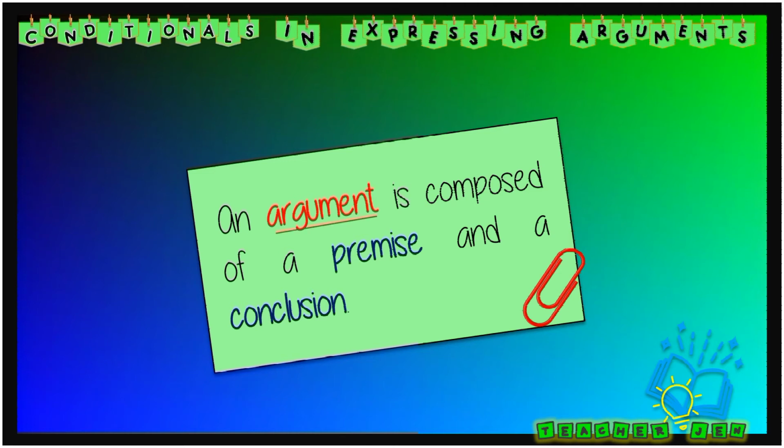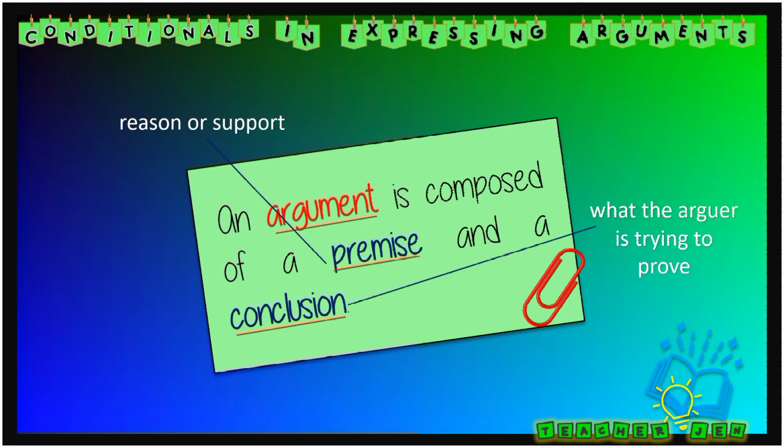An argument is composed of a premise and a conclusion. A premise is a statement in an argument that provides reason or support for the conclusion. Remember that there can be one or many premises in a single argument. A conclusion is a statement in an argument that indicates of what the arguer is trying to convince the reader or listener. It answers the question, what is the argument trying to prove. Take note that there can be only one conclusion in a single argument.